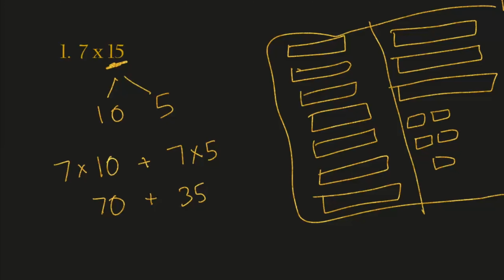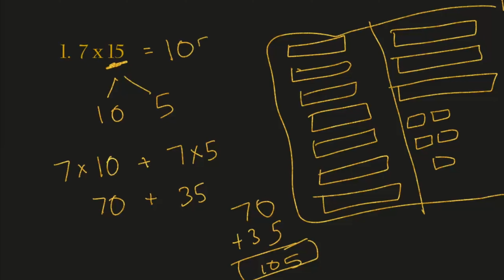So now, what we're going to do is count these or add this. So I'm going to do 70 plus 35. So 0 plus 5 is 5. 7 plus 3 is 10. So our answer is 105. Let's box it. Now let's do the second question.